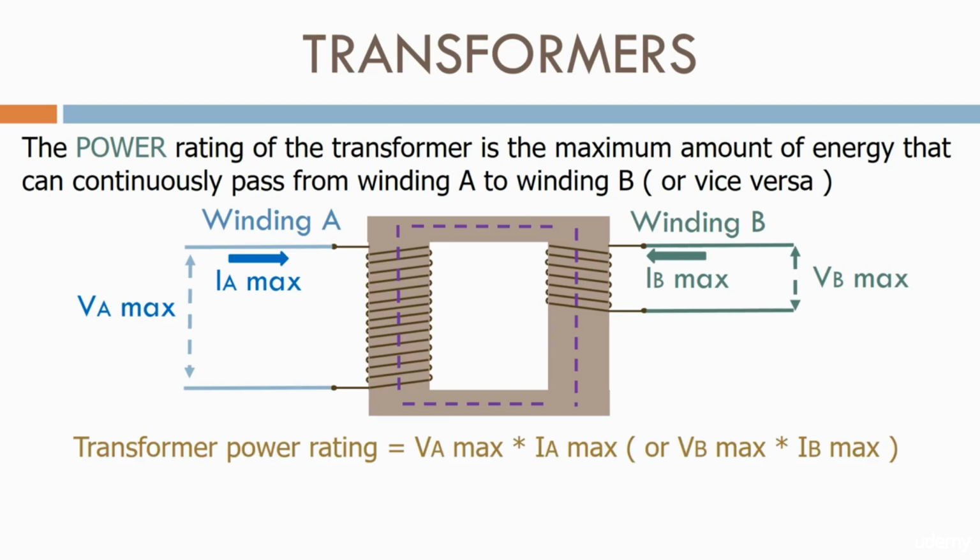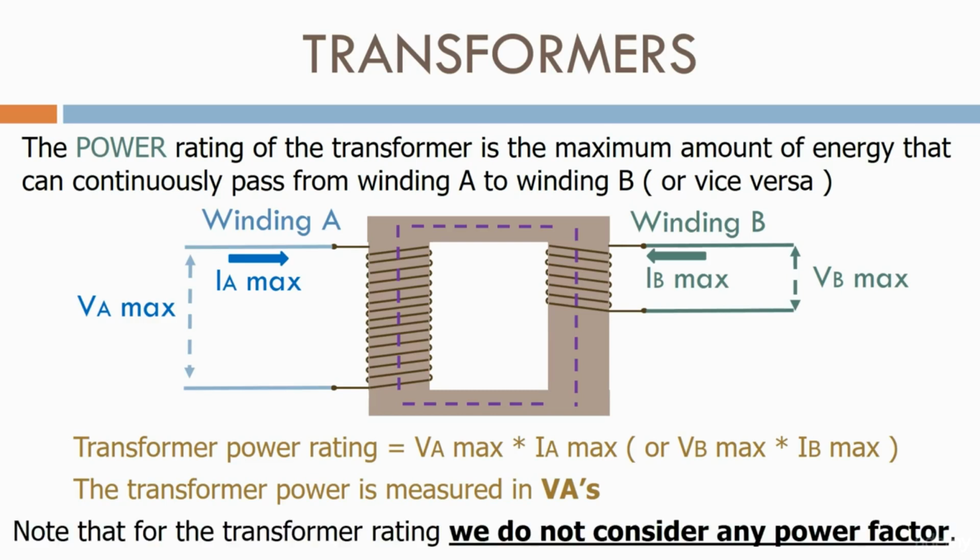The transformer power rating equals the maximum rated voltage on winding A multiplied by the maximum rated current on winding A, or the maximum rated voltage on winding B multiplied by the maximum rated current on winding B. The transformer power rating is measured in VAs. Note that for the transformer rating, we do not consider any power factor.